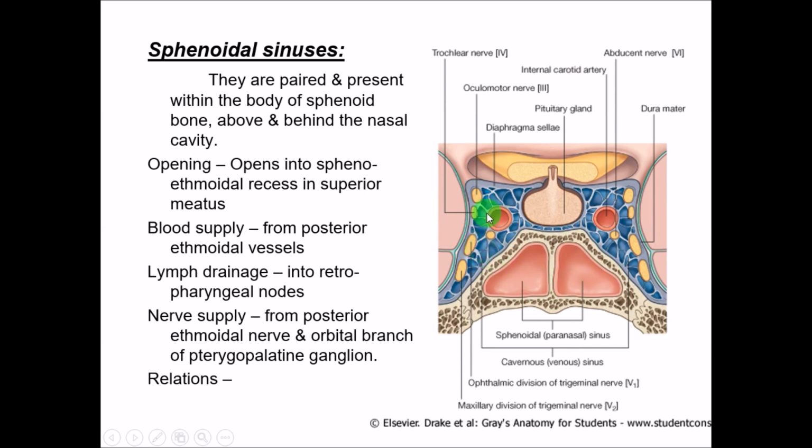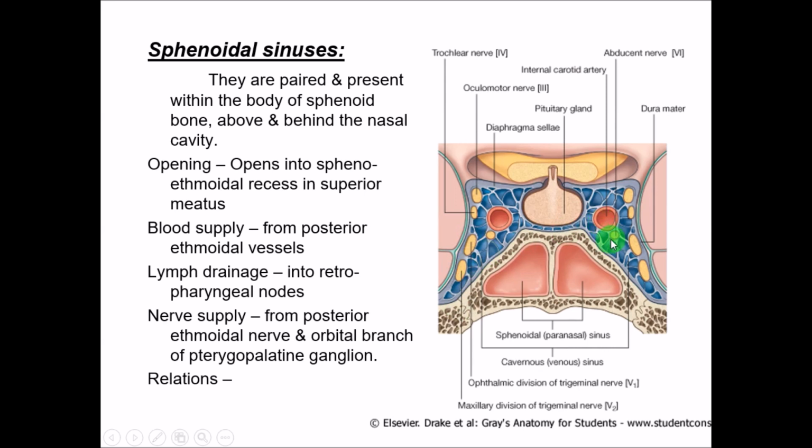Along with that, there are also very important structures beside the sphenoidal air sinus. One is the internal carotid artery, then the third cranial nerve, that is the oculomotor nerve, then the fourth, the trochlear nerve, then we have the fifth cranial nerve, that is the trigeminal nerve, the ophthalmic as well as the maxillary division of the trigeminal nerve. The mandibular will not be there, but the ophthalmic and maxillary divisions of the trigeminal nerve will be present here.